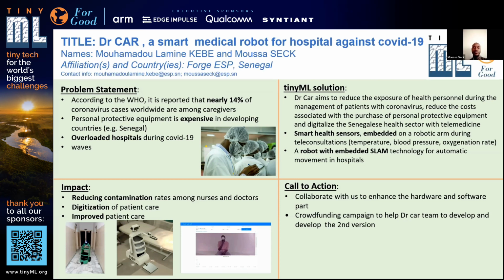And here is our call to action. So I think that there is some problem. Okay, so we'll be very pleased to have a collaboration with you, with some people, to enhance the hardware and software parts. We also need to create a crowdfunding campaign to help the Doca team to develop the second version of our robot. So thank you for listening.